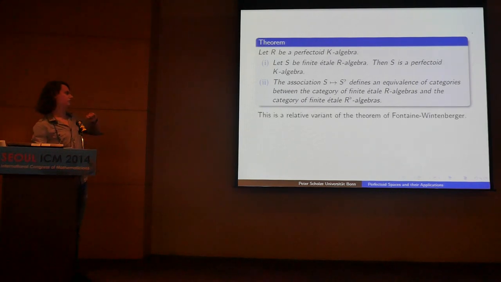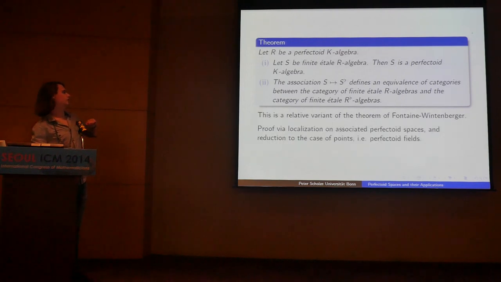So this is, as I said, a relative variant of the theorem of Fontaine and Wintenberger. And the proof goes by reducing it to the theorem of Fontaine and Wintenberger, actually. So what you do is you localize on the perfectoid space and reduce to the case of a point. And in the case of a point, this is really just the theorem of Fontaine and Wintenberger in its general form.